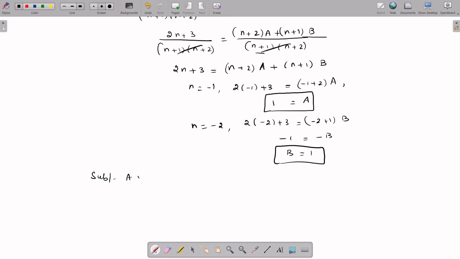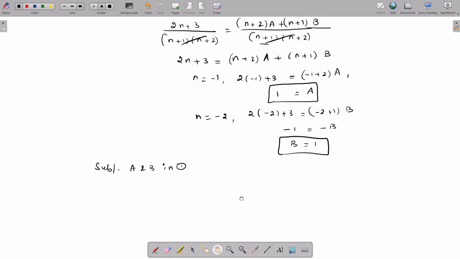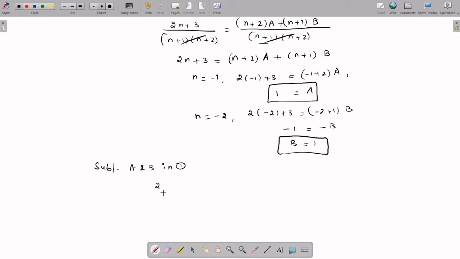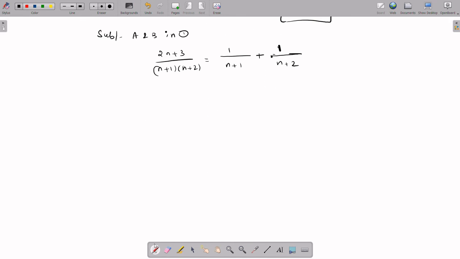Substituting a and b in 1, we have (2n + 3) / ((n + 1)(n + 2)) = a is 1/(n + 1), plus b is 1/(n + 2). Now we have to apply the Z transform on both sides.